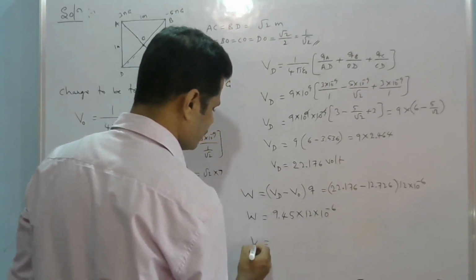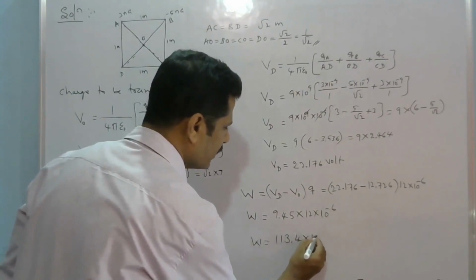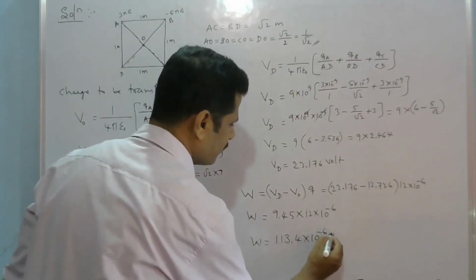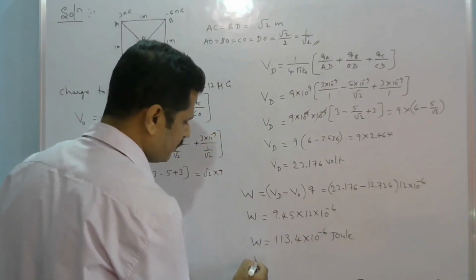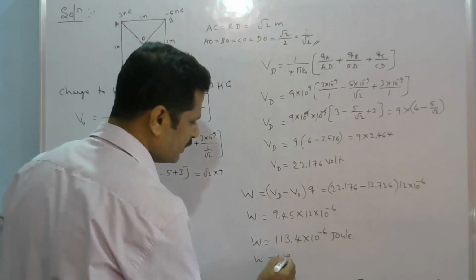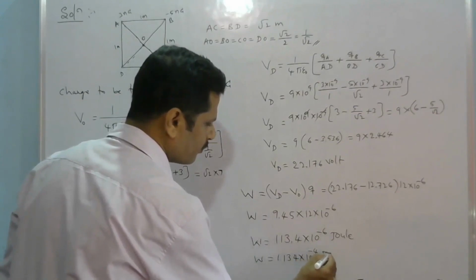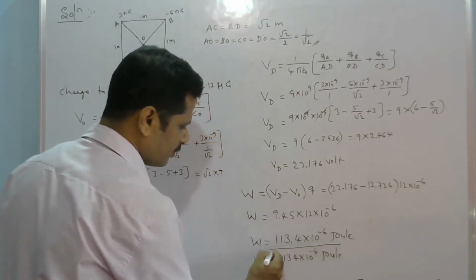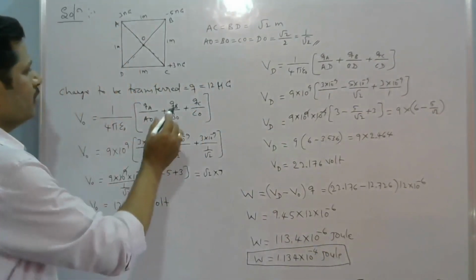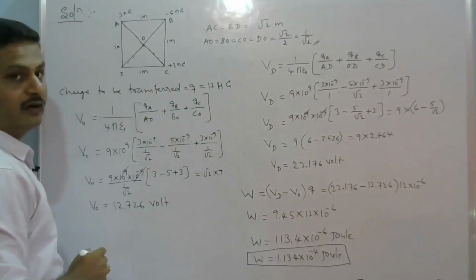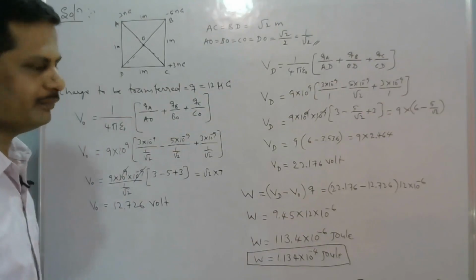This equals 113.4 into 10 raised to minus 6 joule. Let me express my final answer to one decimal place. So we get W equals 1.134 into 10 to the power minus 4 joule. This is the work done to move the charge 12 microcoulomb from D to the point of intersection of diagonals. Okay, let's go to the next question.